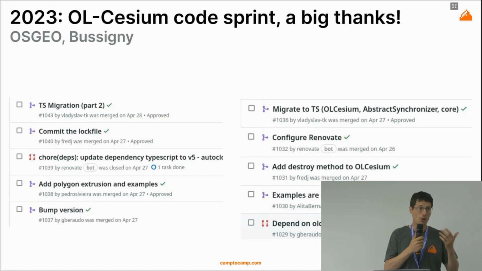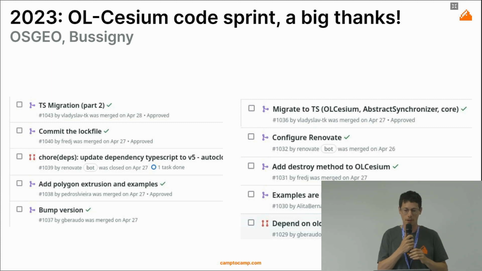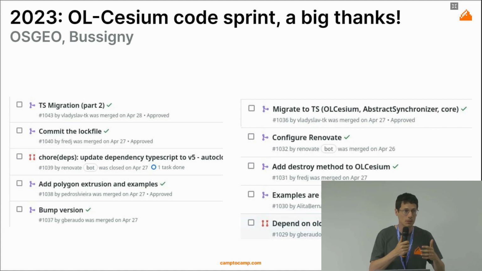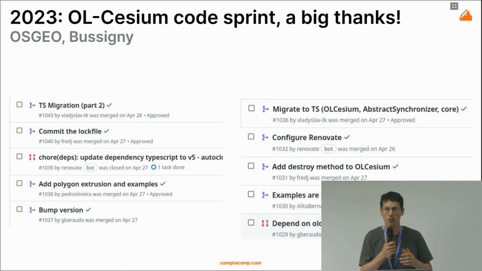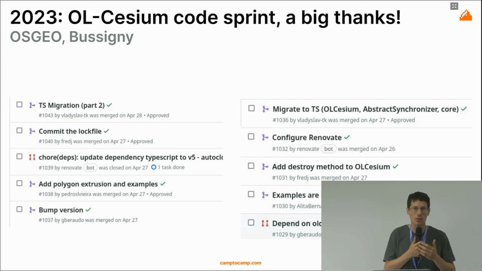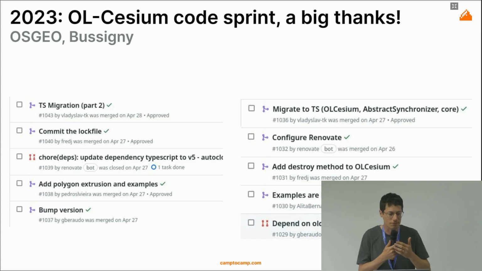This year we organized a code sprint. Actually, it was the first code sprint of OL-Cesium, and it was done in Bussigny, in the Camptocamp office, as part of the OSGeo, OGC, and OSGeo global code sprint. We had a big team. There were 9 persons in the OL-Cesium team. I was very surprised, so much interest. And we worked on a few things that were interesting.